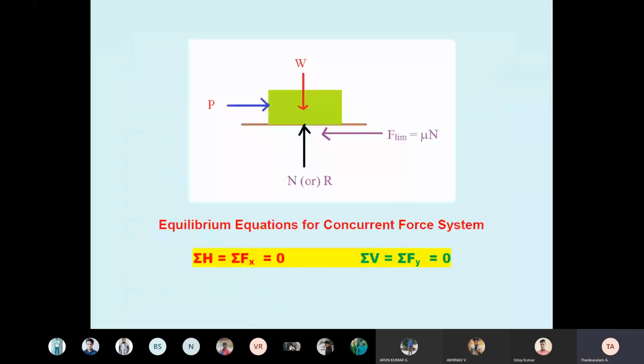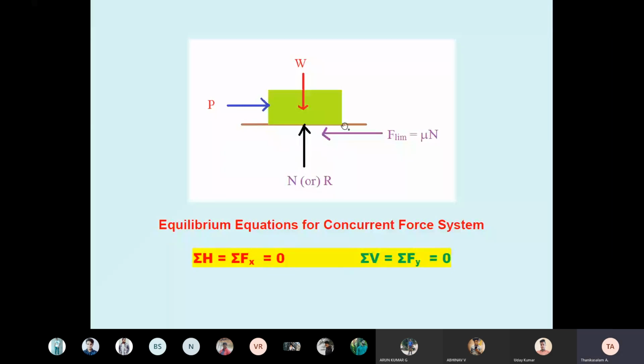See the diagram. Here the body is moving right side because I applied force, the applied force is moving right side. So friction, we know friction is always opposite. Therefore, the limiting friction, maximum friction equal to mu N. Then we know every body has weight, weight is acting perpendicular downward, W. The normal reaction acting upward, N or R.